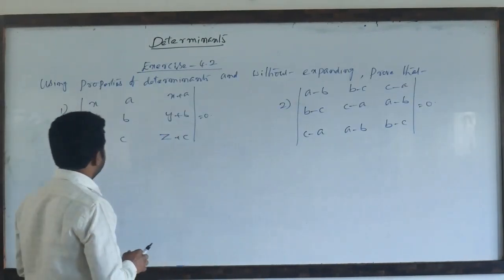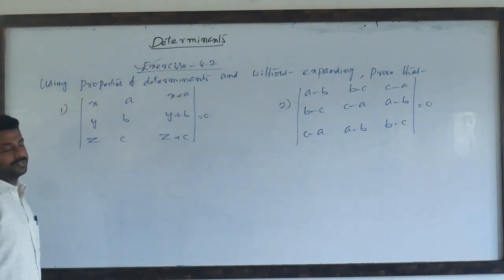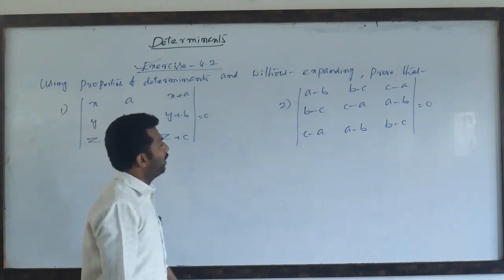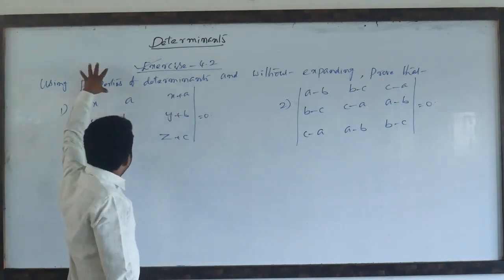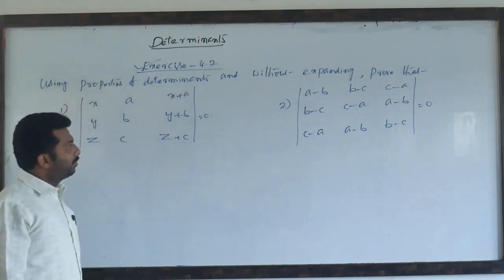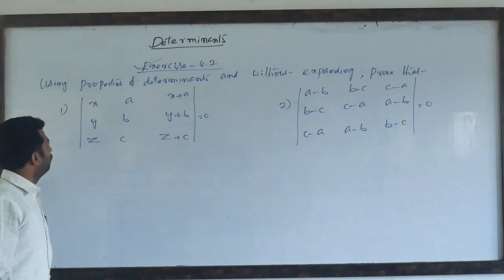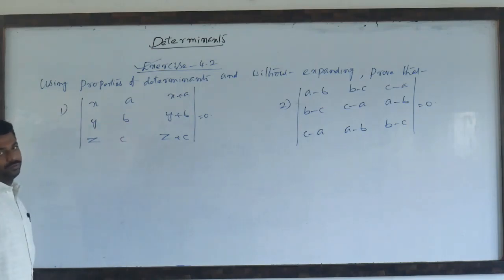Next, exercise 4.2. This is the second exercise. They are asking questions using properties of determinants without expanding. That means we should not expand directly, but we have to use the properties of determinants. Then we have to prove that, for these two determinants, the first one is equal to 0.